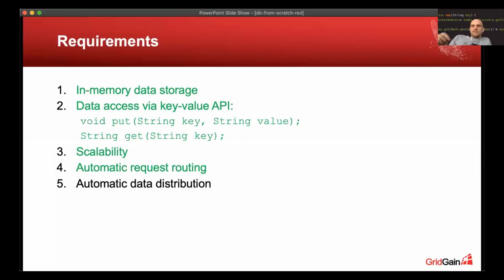But the problem now is, imagine that you start another node, a third node, into the topology. This node is empty. It started without any data. And that creates an issue because data is not evenly distributed anymore.